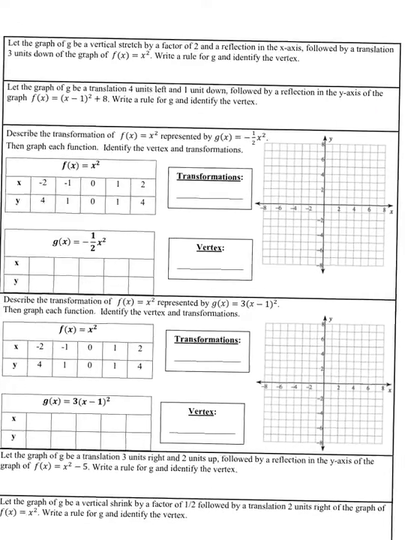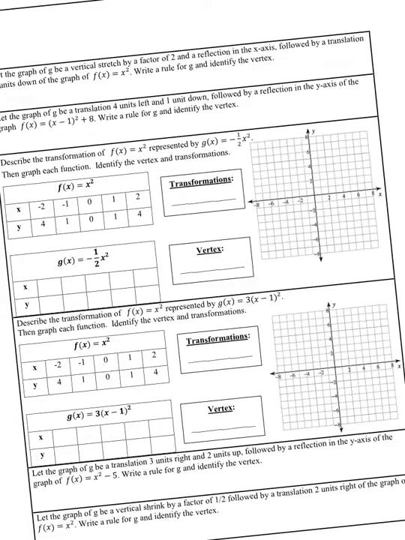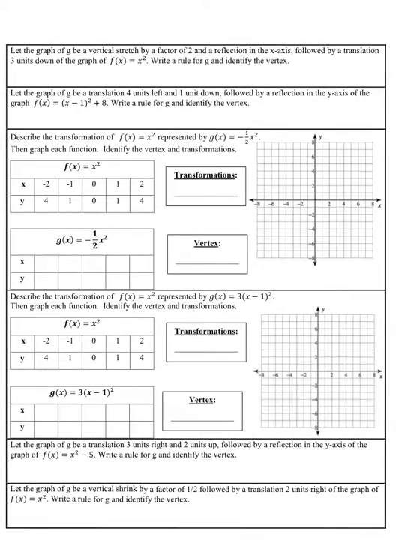Let the graph of g be a vertical stretch by a factor of 2 and a reflection in the x-axis, followed by a translation 3 units down of the graph of f of x equals x squared. Write a rule for g and identify the vertex.